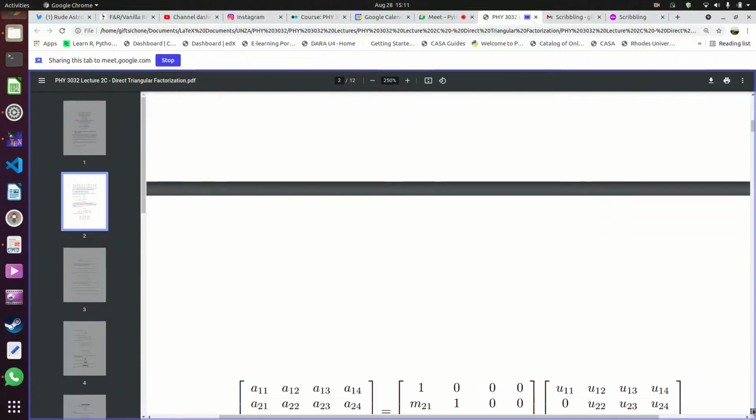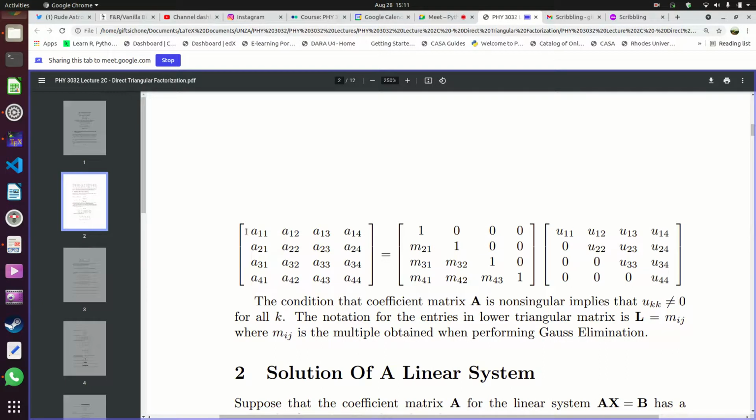So this is our matrix A. These are the coefficients: A11, A12, A13, A14, A21, A22, A23, A24, A31, A32, A33, A34, A41, A42, A43, A44. This is our coefficient matrix, and we want to split it into this one. The one which we have here is our lower triangular matrix.